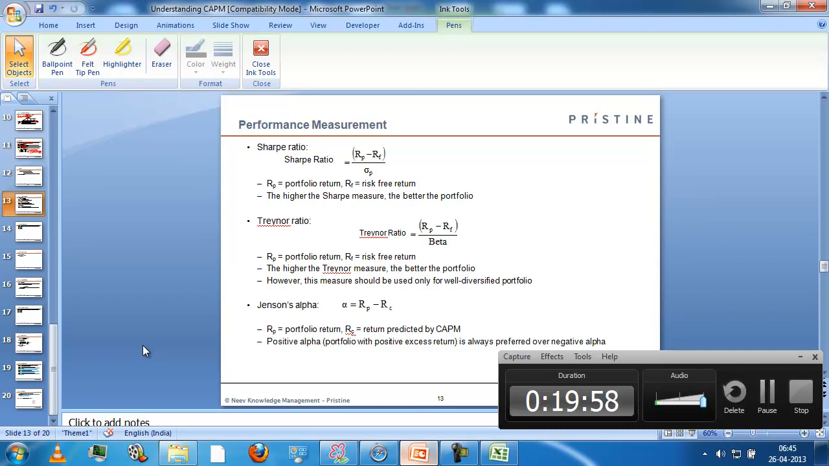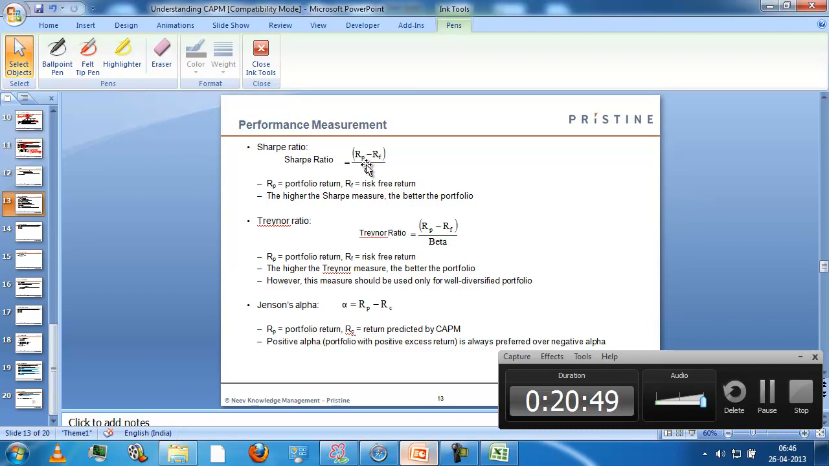Our first performance measure is the Sharpe ratio. The Sharpe ratio is given by the following formula. You take the difference between the return of the portfolio and the risk-free rate, and you divide it by the standard deviation of the portfolio. The numerator gives you the excess return you are getting over the risk-free rate, and the denominator represents the risk that you are taking on. So basically, you want the risk to be low and the excess return over the risk-free rate to be high.